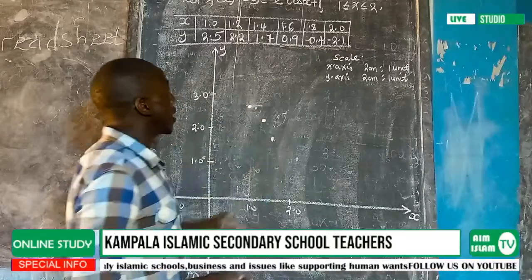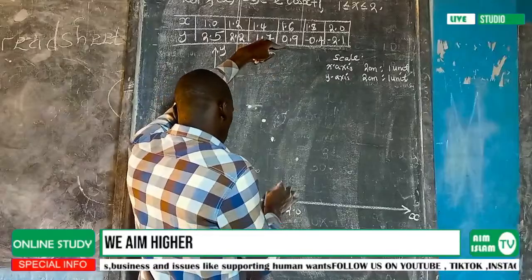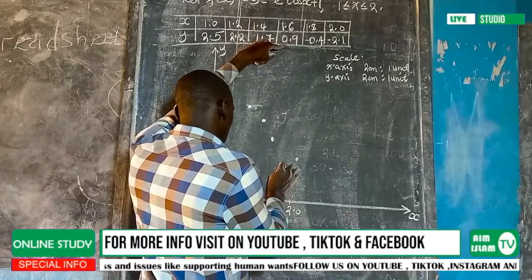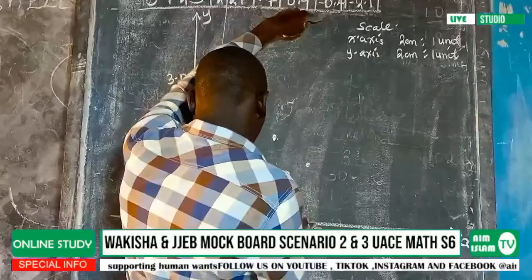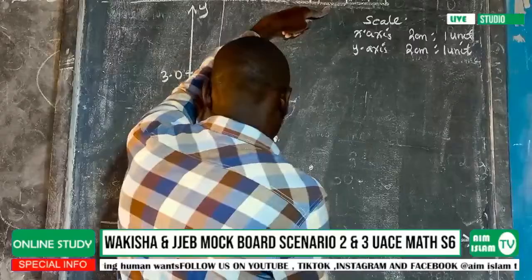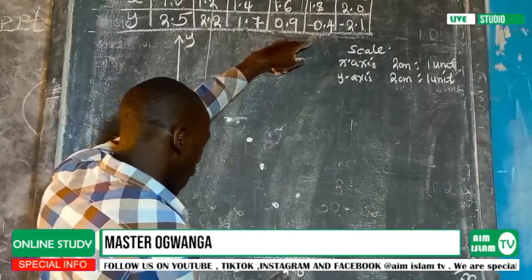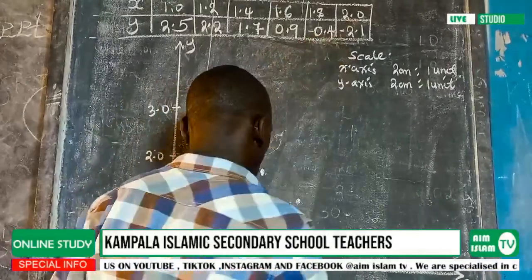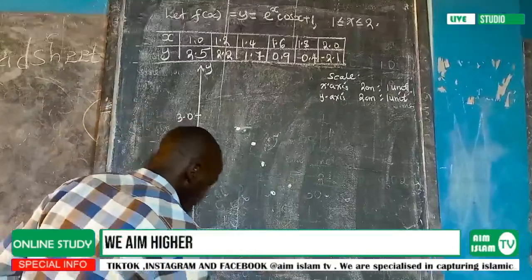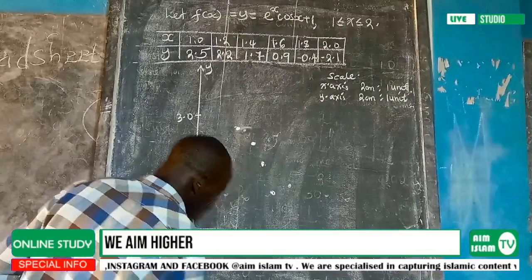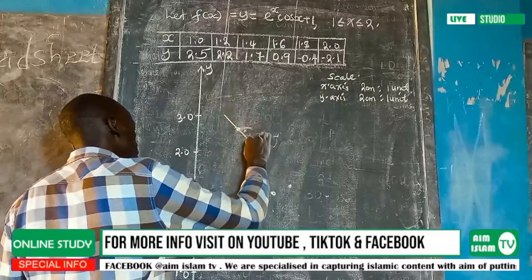We go to another one, 1.6, which will be somewhere here, against 0.9, which is approximately 1. Then 1.8, which will be around here, having negative 0.4, which will be down here. Then the last one, 2.0, against negative 2.1, which is around somewhere there. So in my graph, this is what I'm having.